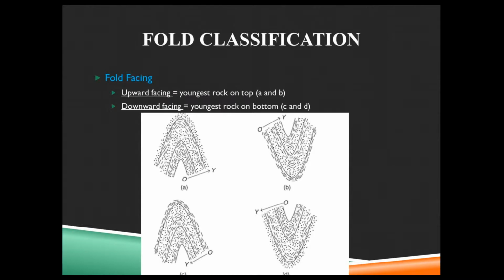Fold facing. Younging upward, upward facing is like A and B, where this young rock is on top. Again, young rock on top. So we have this antiform is an anticline. This synform is a syncline. But examples C and D, we have youngest on the bottom. This is an antiform. C is not an anticline, even though visually it could look the same.